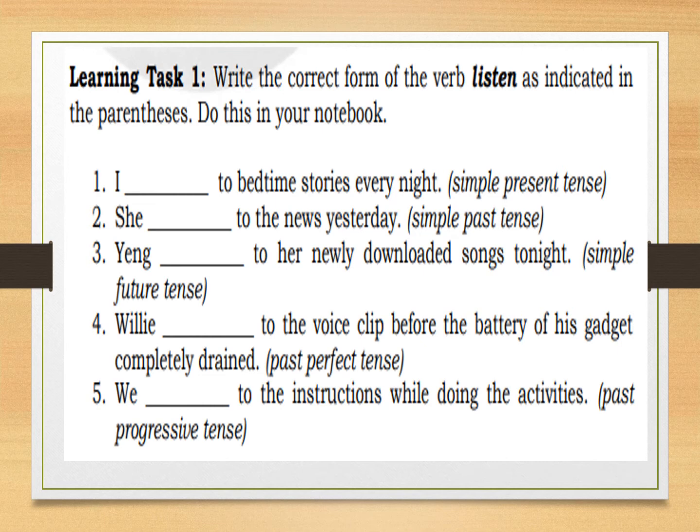Write the correct form of the verb listen as indicated in the parentheses. Do this in your notebook. Number 1. I blank to bedtime stories every night. Number 2. She blanked to the news yesterday. Number 3. Yang blanked to her newly downloaded songs tonight. Number 4. Willie blanked to the voice clip before the battery of his gadget completely drained. And number 5. We blanked to the instructions while doing the activities.